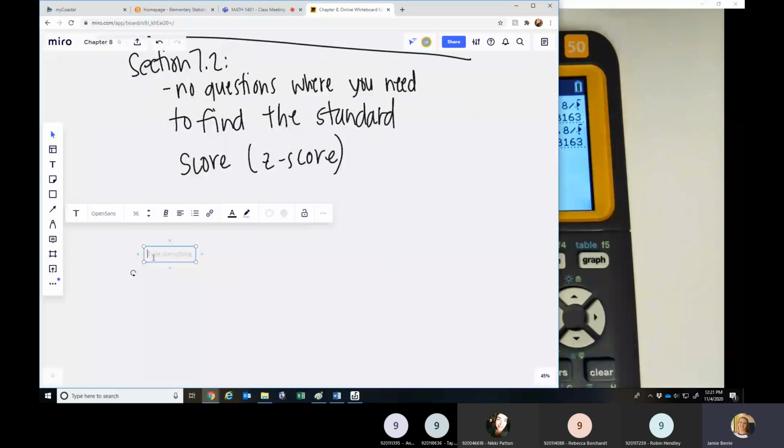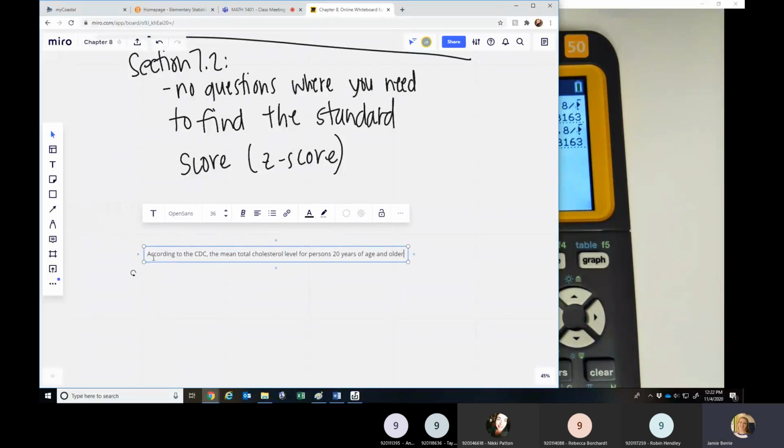Okay, let's say, according to the CDC, the mean total cholesterol level for persons 20 years of age and older in the U.S. was, I'm kind of abbreviating this just to make it easier for us to write down, was 197 milligrams per deciliter.